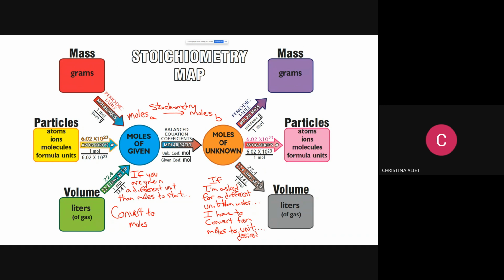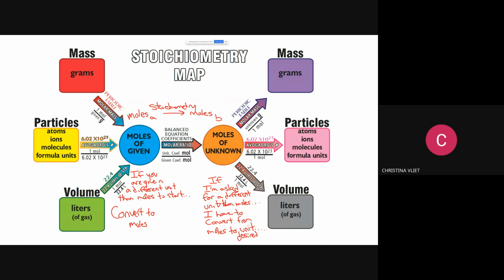If I want to go from mass to moles, would I be dividing or multiplying by the molar mass? It's divided, right? If I want to go from particles to moles, I also divide by Avogadro's number. And if I want to go from volume to moles, I divide by 22.4. That's the conversion. So when you're going to moles, you would be dividing by one of those numbers. Out of moles, you multiply.